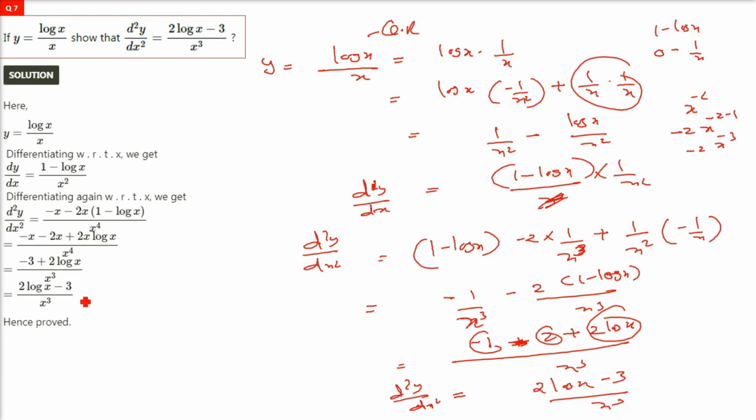This is the way you have to write. And there are other ways also which I just indicated. Quotient rule and product rule both can be applied. But ultimately you have to differentiate it twice.